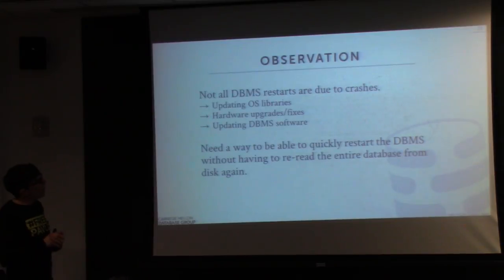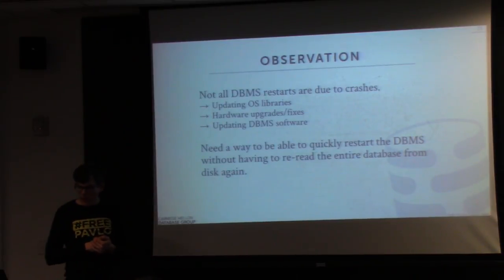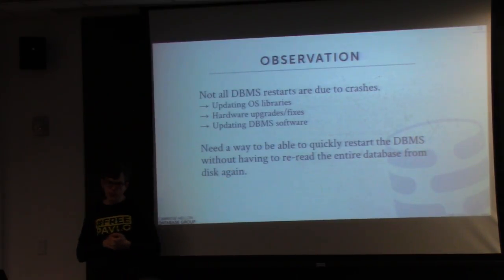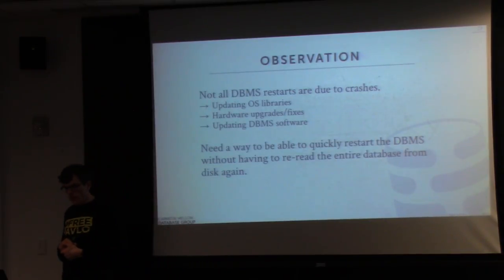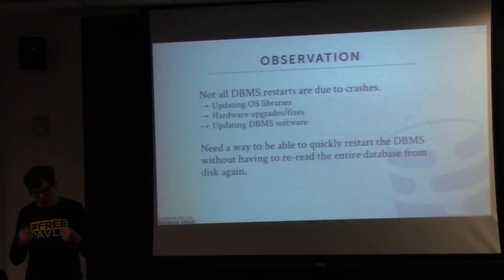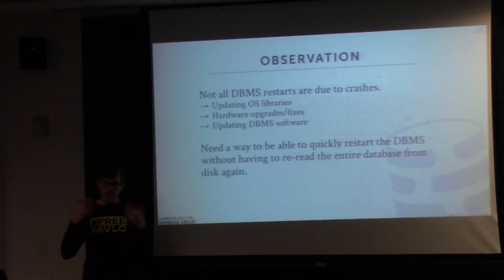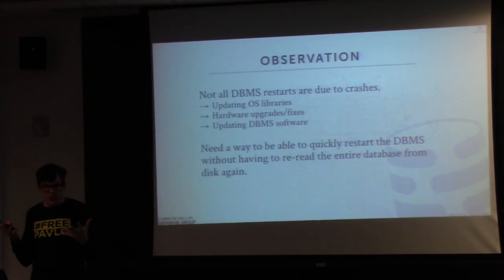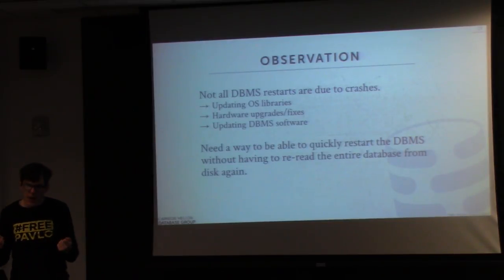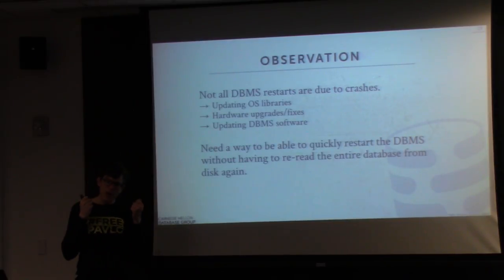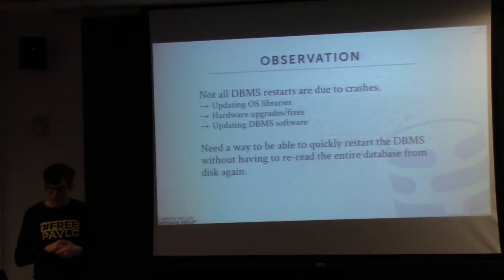So for this class and last class, we've been mostly describing how to do logging and recovery and checkpoints when there's a database crash, right? Someone trips over the power cord, the data center catches on fire or whatever, and your machine goes down in an unexpected way. And then you need to turn the system back on and recover the database state.